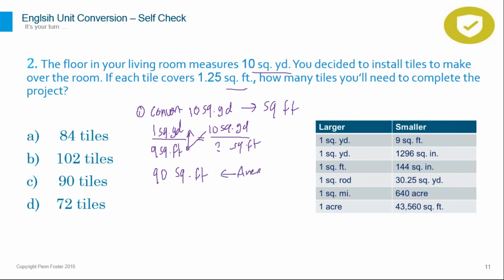This is the area. That's not the number of the tiles. We just converted the area from square yards to square feet. That's it. Now, step number 2 is to divide the area in square feet by the area that each tile covers. So number of tiles equals 90 over 1.25. Both of these are now square feet. So use a calculator. 90 over 1.25 will give you about 72 tiles. And the answer in this case would be D.